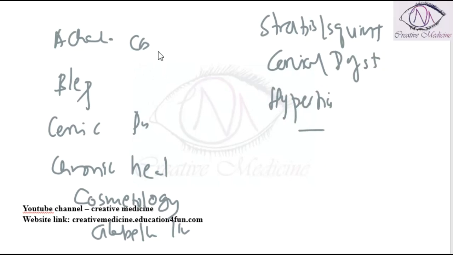So botulinum toxin can be used in achalasia cardia, blepharospasm, cervical dystonia, chronic headache, cosmetology, glabellar lines, strabismus or squint, and hyperhidrosis.